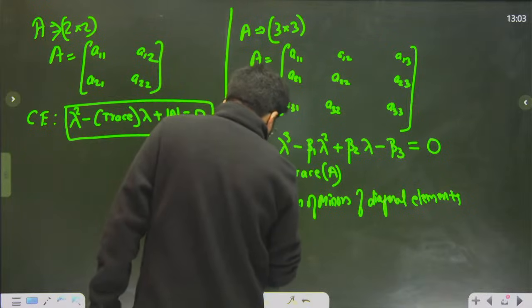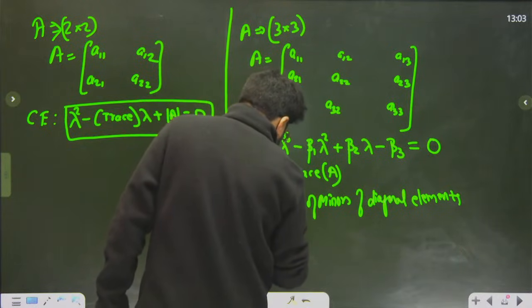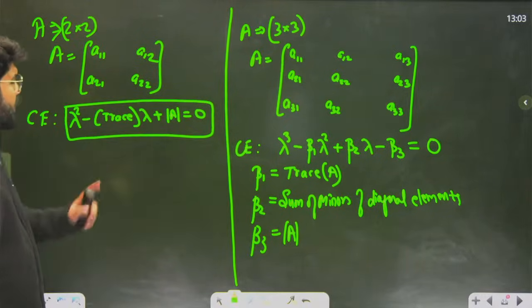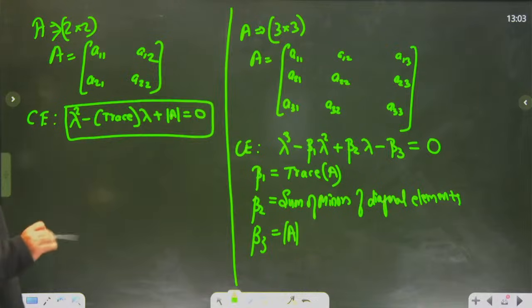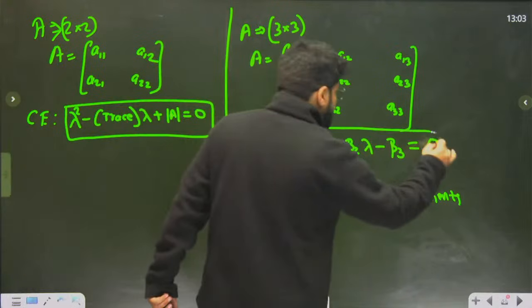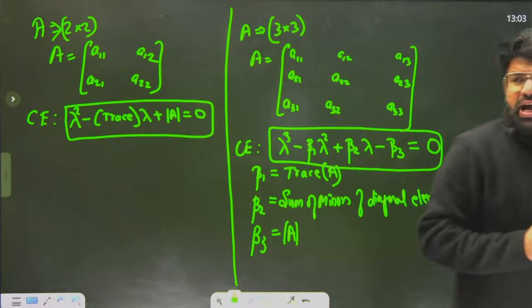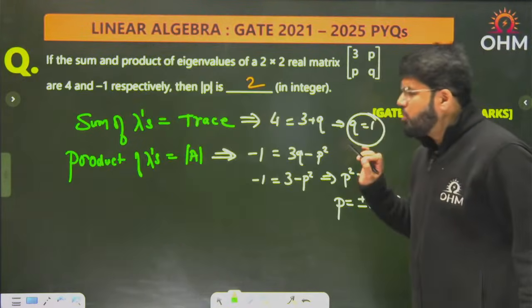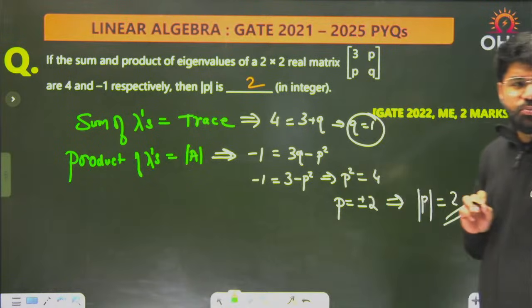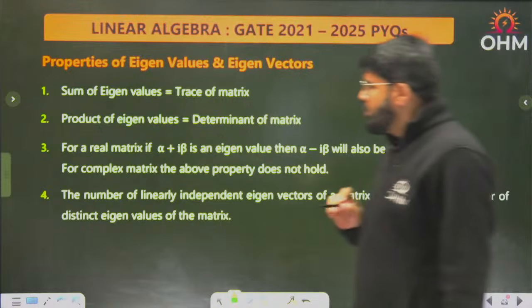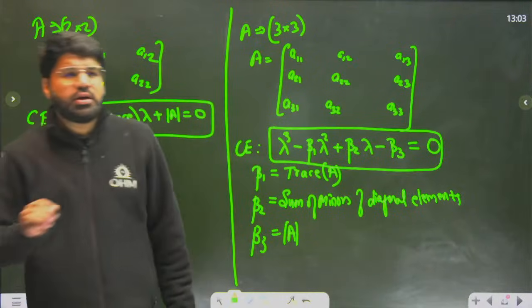Next, what is beta 3? Beta 3 will be the determinant of the matrix. The last factor will again be the determinant. So these two common cases you should remember. And I'll tell you, many of the questions will actually be property based. The commonly used properties are the sum and product of the eigenvalues.